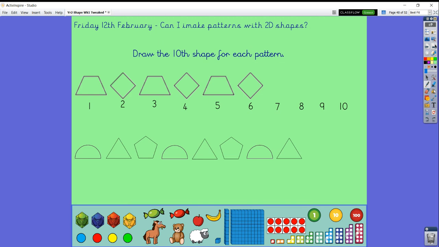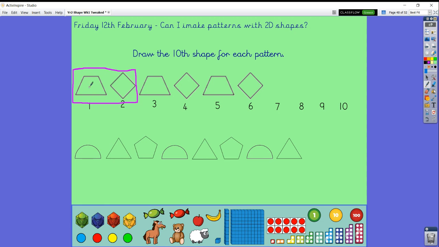So, here's a challenge. Can we draw the 10th shape for the pattern? So let's have a look at the pattern. What is the pattern doing? And what shape is number 10 going to be? Then you can do the same for this one here. Brilliant. So we can see our repeating pattern for this. We repeat these 2 shapes.